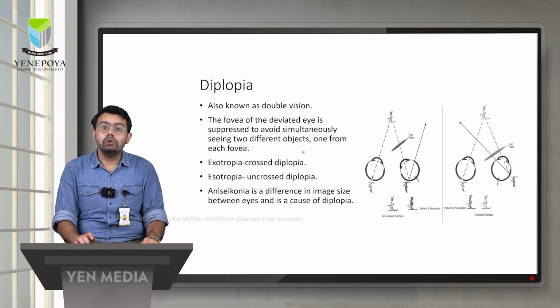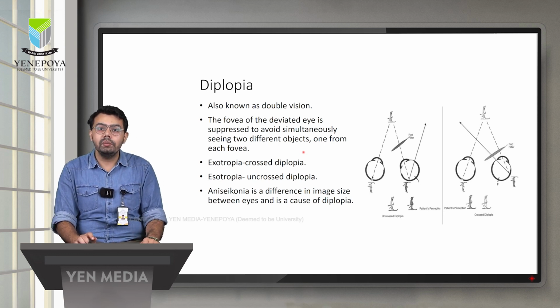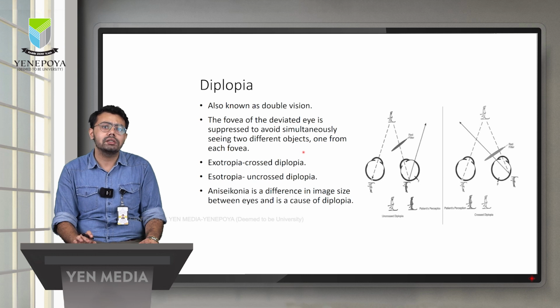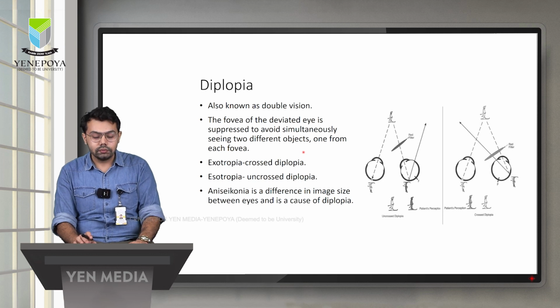And there's a condition known as aniseikonia. Aniseikonia means both eyes see different sizes of the object. That can be controlled properly if the disparity is 7%. But if the disparity is more than 10%, then in that condition we get to see diplopia.